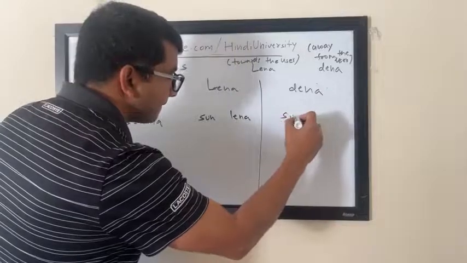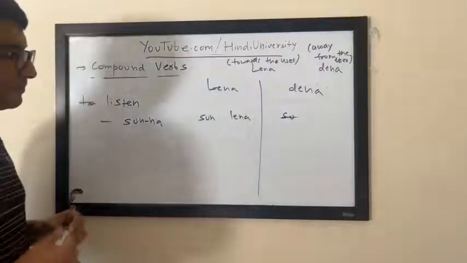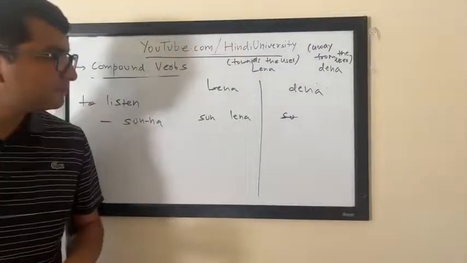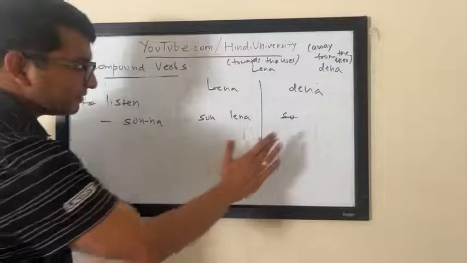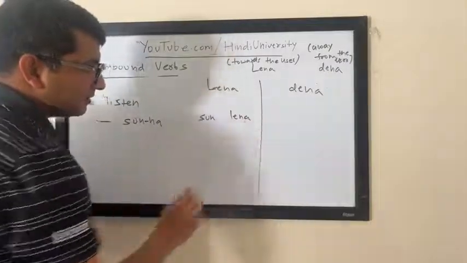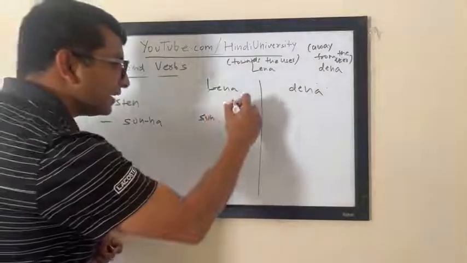Actually, I'm going to change my mind. Okay. And because I think you would use Dena when you're saying Sunana. Okay, very good. So what is the answer then? So the answer should be Lena. Okay, that's right. So the answer should be Sun Lena.